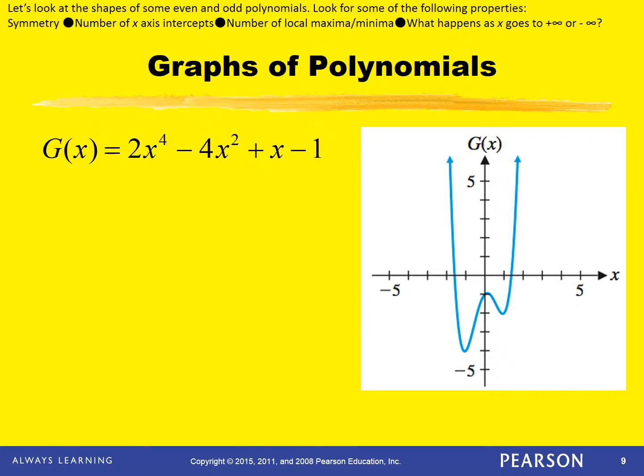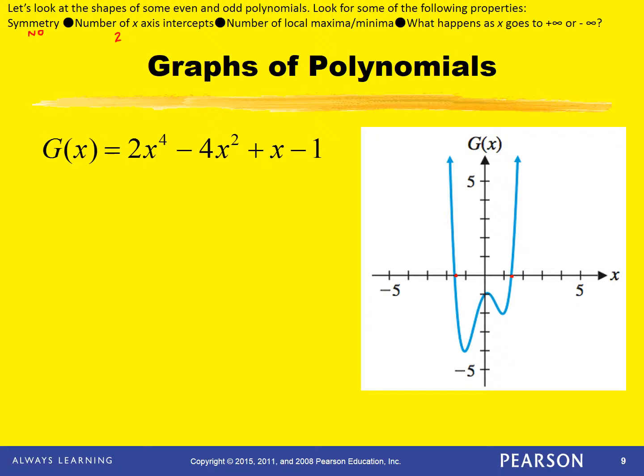Here's a 4th degree. Does it have symmetry? No. You couldn't fold this along the y-axis and have it land on itself. It's not happening for big G. Number of x-axis intercepts? It's actually 2, right? So there are fewer x-intercepts than there is degree. Of course, we saw that in the last one too, and there was no x-intercept.